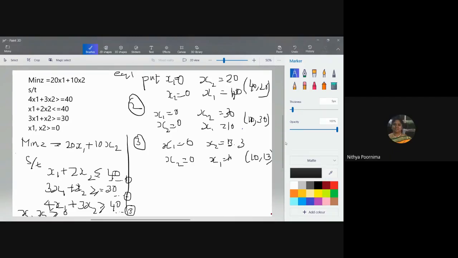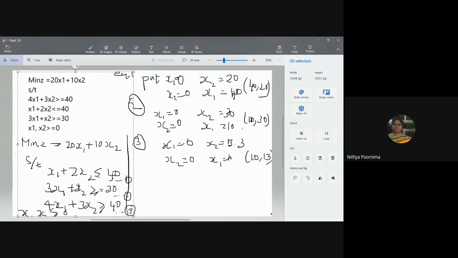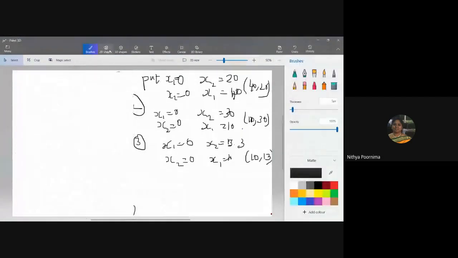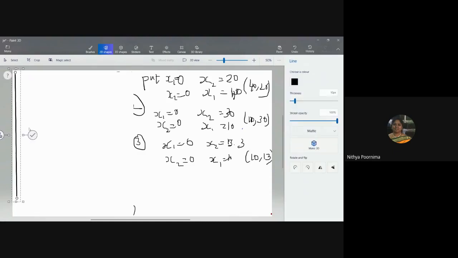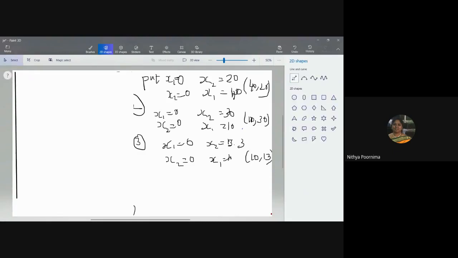Yes, sir. Okay. Now next, I clear this part. I will delete it. I will draw the y-axis. Then I'm going to draw the x-axis.